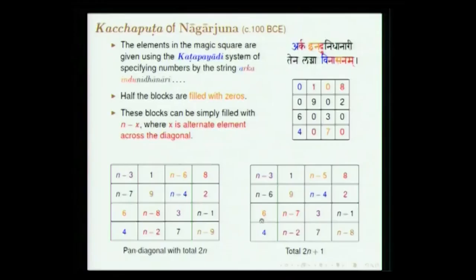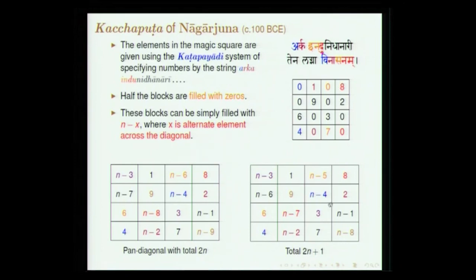So they have created a very interesting mnemonic by which, whatever number you want to get, you will be able to construct a magic square. Once you remember this mnemonic, that is all. If you want the sum as 2n plus 1, then instead of n minus 8, you have to have n minus 7, and by filling this appropriately you will be able to construct a magic square, provided you know this mnemonic in your mind.